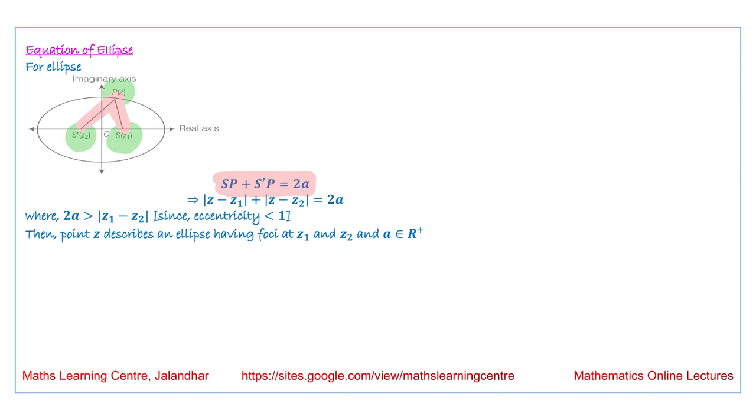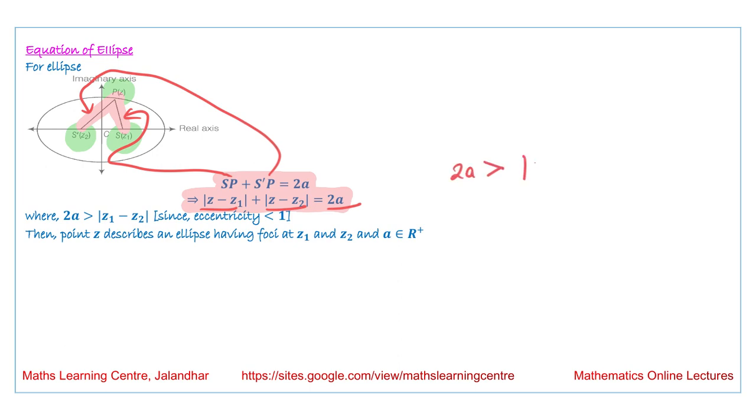So we write the value as mod of z minus z1 plus mod of z minus z2. These are the lengths we are talking about: the length of this SP, and the length of this S dash P. The sum of these two values should be equal to 2a, where 2a should be greater than mod of z1 minus z2, because the eccentricity we know should be less than 1. So we are saying that the point z describes an ellipse having the foci z1 and z2, and a belongs to r positive, that is, it is a positive real number.